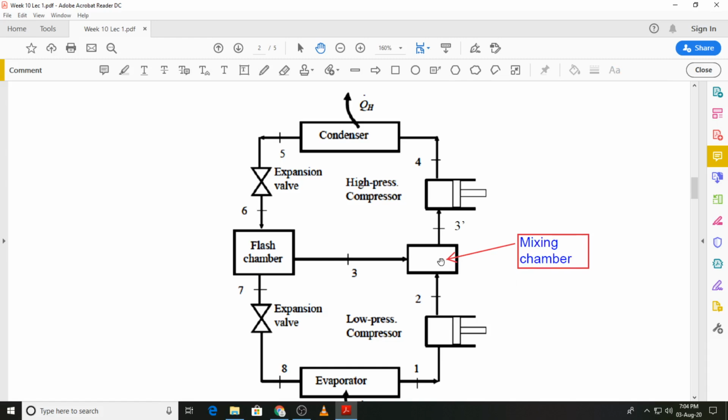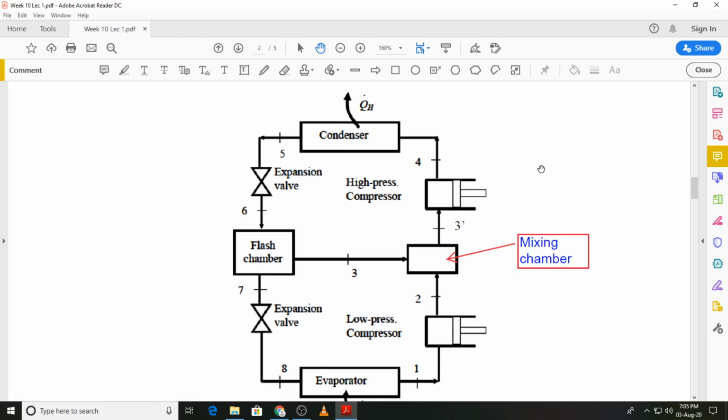And once the two streams, one at state 3 and one at state 2, are mixed together, the resultant state will be 3 prime, and of course the two mass flow rates will be added, the one coming from 3 and the one from 2, and then the total mass flow rate of the vapor will go into the high pressure compressor. It will be compressed to the condenser pressure at state 4, and then it will go through the condenser where it will reject heat, and that is shown over here.